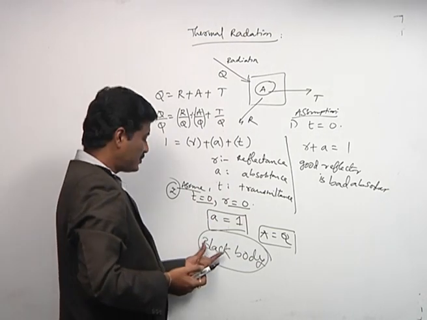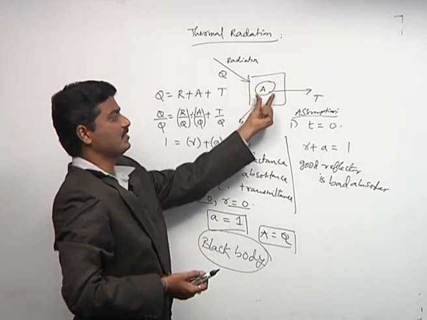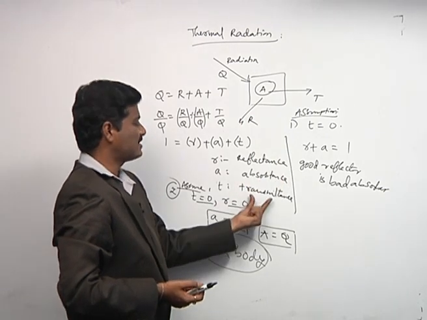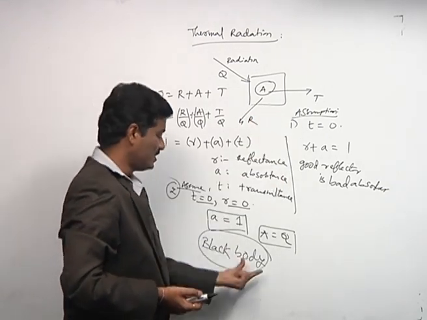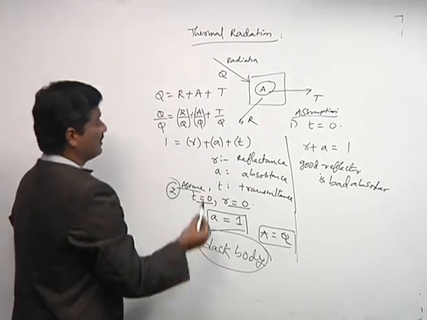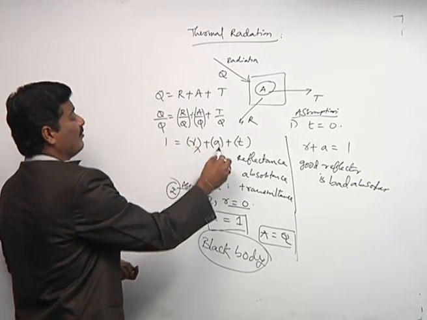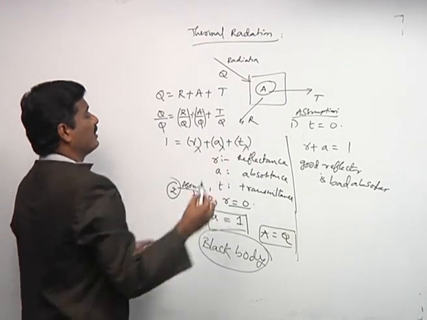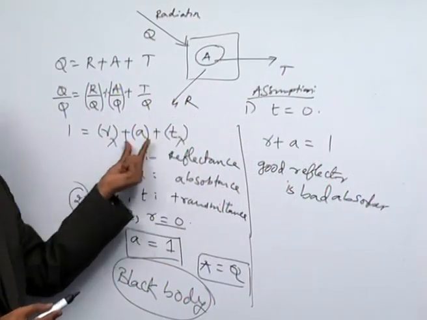So, the black body absorbs the total radiation which is incident on it. In this case, the coefficient of transmittance and the coefficient of reflectance have to be 0. Generally, we discuss the black body at a particular wavelength. So, we are taking R lambda, A lambda, T lambda here. These are specific to lambda's values.